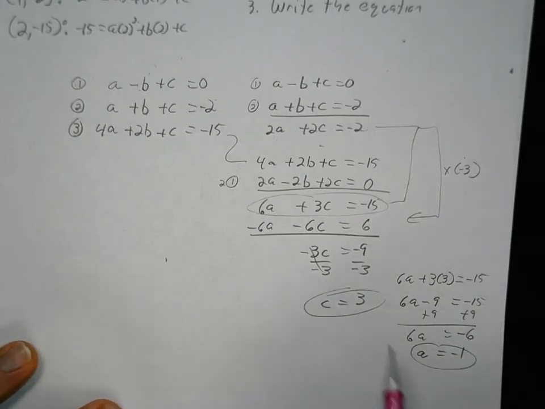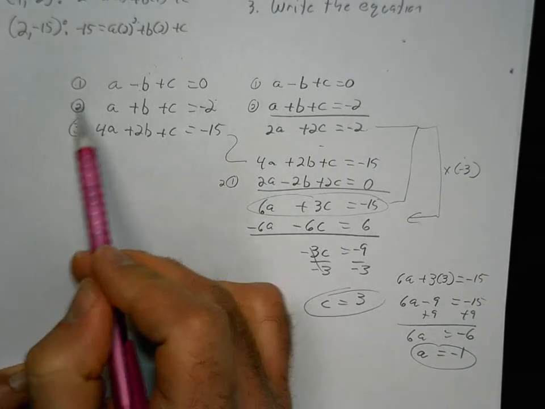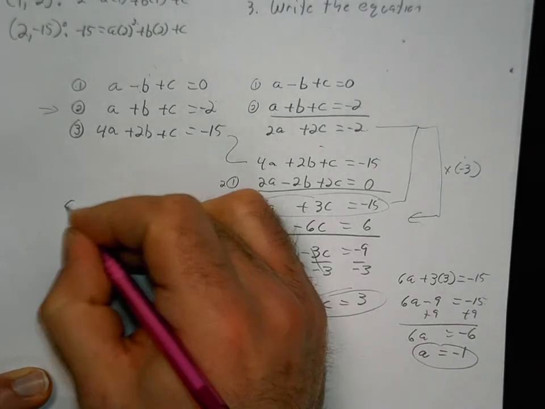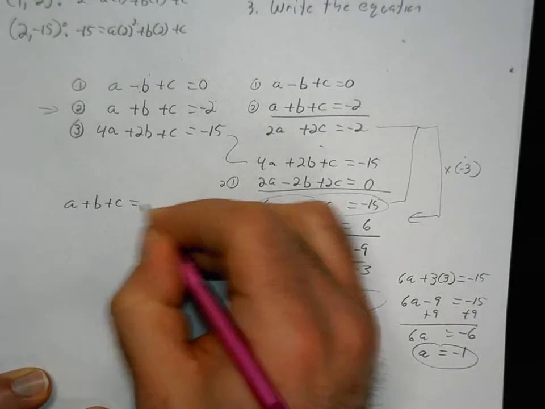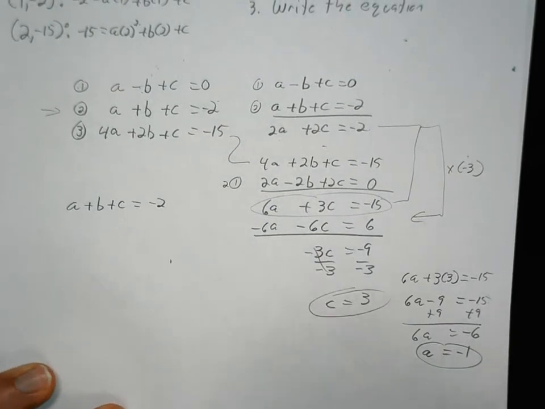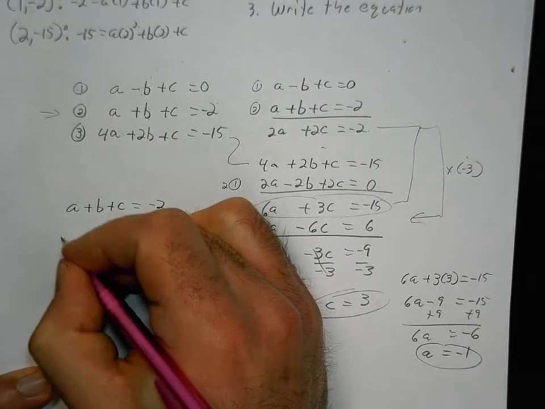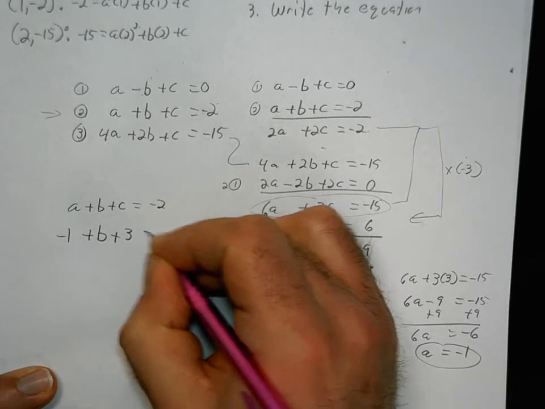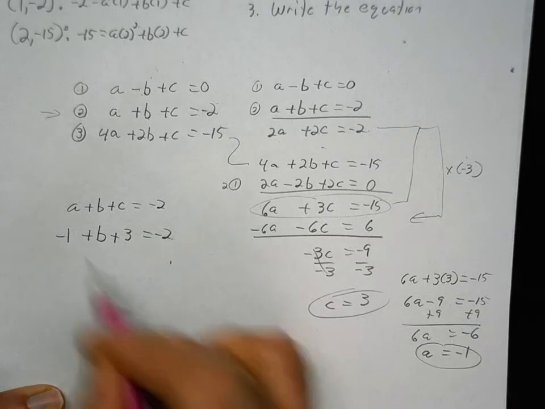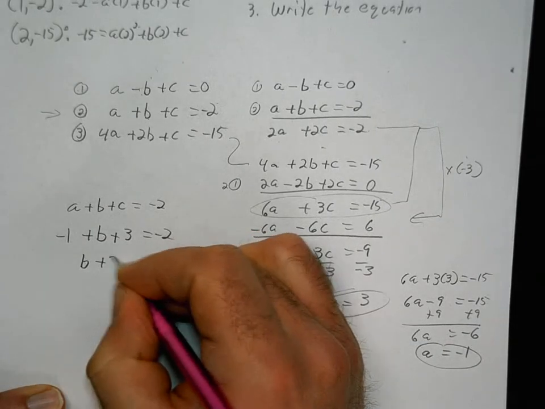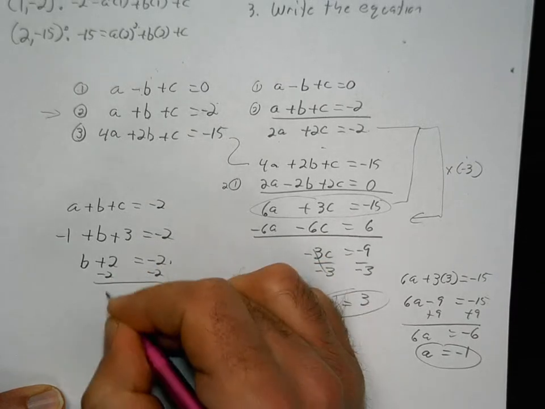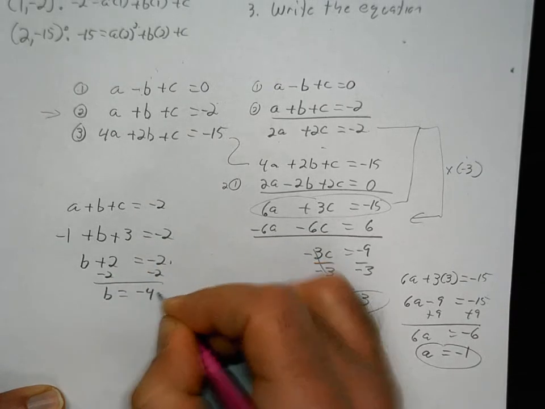Okay, so now I've got a, I've got c, I need b. So let's work our way backwards here. Probably use equation 2: a plus b plus c. I'm all over the page, apologize. So a is negative 1, don't know b, c is 3. Let's see what we get. So negative 1 plus 3. So I got b plus 2 equals negative 2. Subtract 2. b equals negative 4.